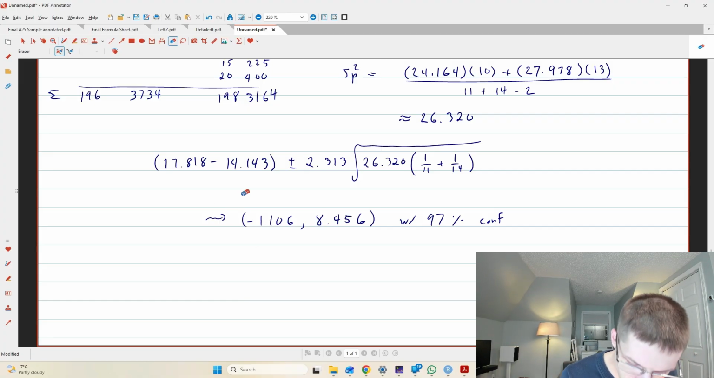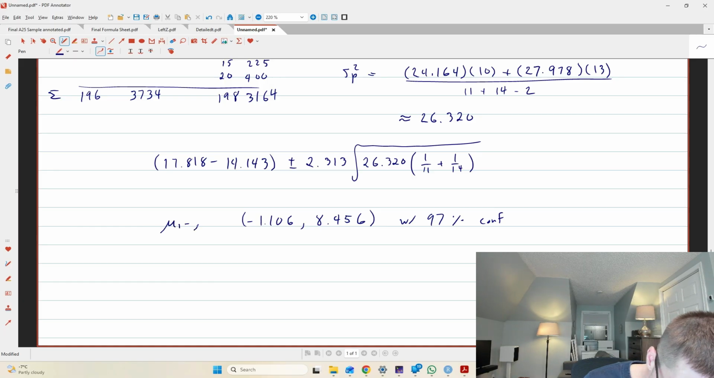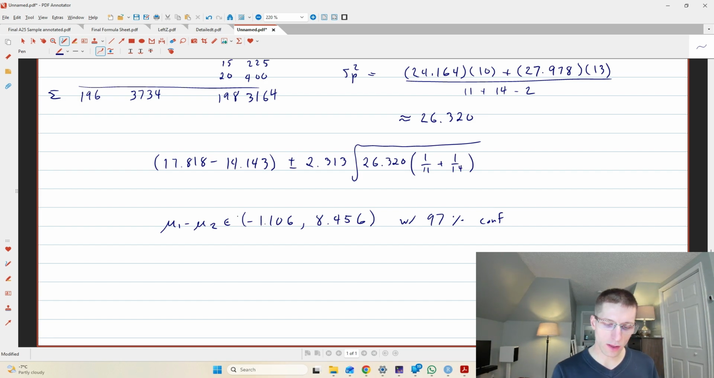So let me just write that: mu1 minus mu2. This Greek letter epsilon means it belongs to, it's in that interval. Okay, so that is question 20. That's a long one. If you look at that and you start doing it and you're like, oh, this is going to be a lot of calculation, then maybe leave that one for the end because it might not be worth it if it's going to take a while. Do it at the end, basically, if it's a long one like that.